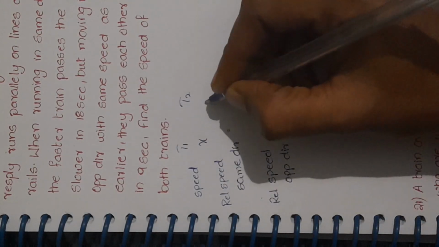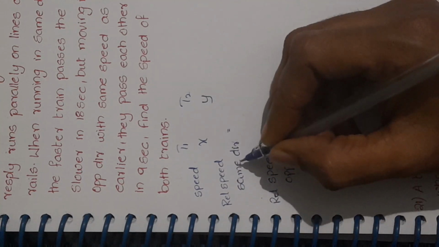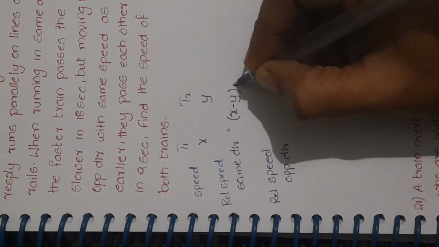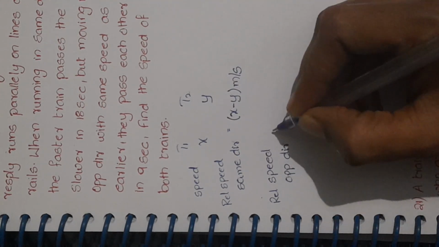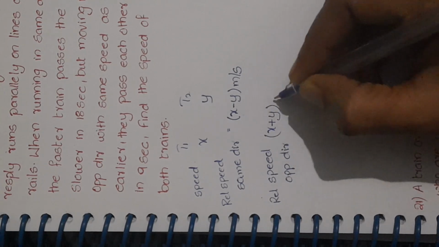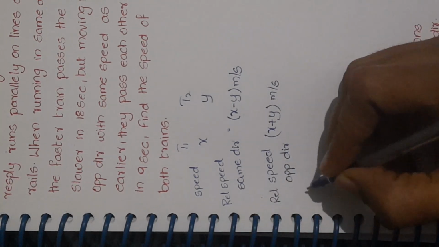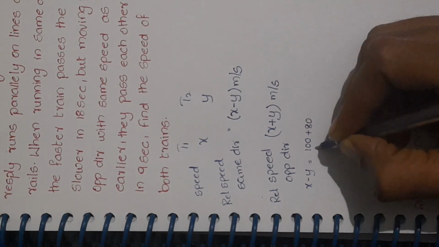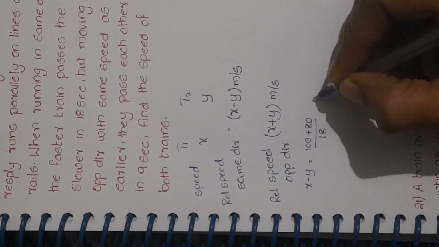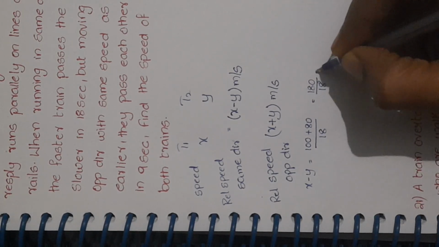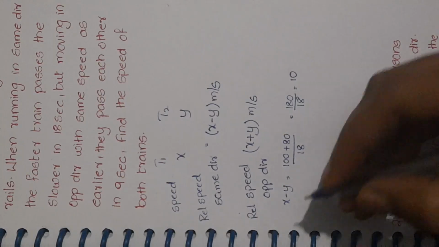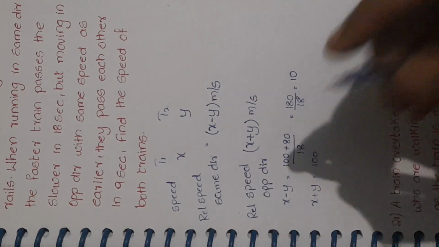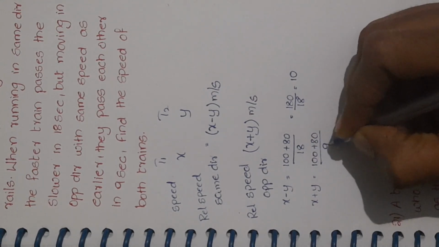Let the speed of the first train be x and the speed of the second train be y. Now the relative speed when they are moving in the same direction is x minus y meters per second, and the relative speed when they are moving in the opposite direction is x plus y meters per second. We know that speed is equal to distance by time. x minus y is equal to 100 plus 80, the sum of the lengths of both the trains, by the time given, 18. So we get this as 180 by 18. So x minus y is 10 and x plus y is equal to 100 plus 80 by the time given, which is 9.